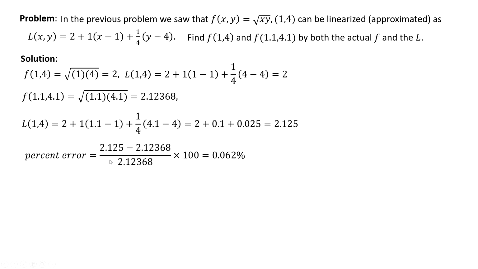Also, I went ahead and figured out what the percent error was. How do you figure a percent error? The absolute value of the actual value minus the approximate value, divided by the actual value, times 100. And that turns out to be 0.062%. Boy, for engineers, an error of 0.062% is very, very tiny. You would gladly take it.